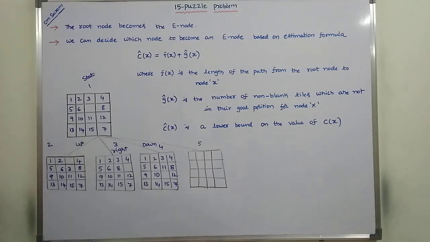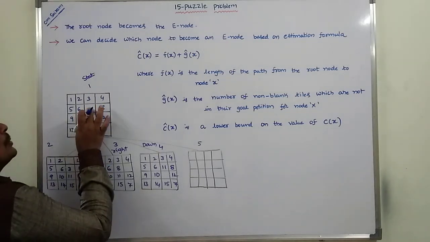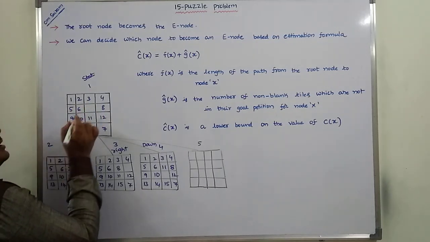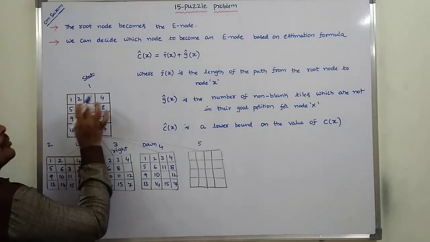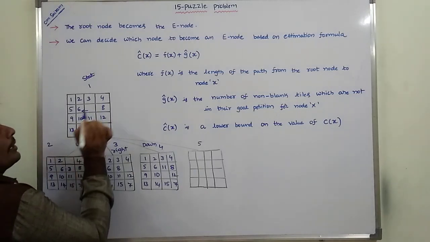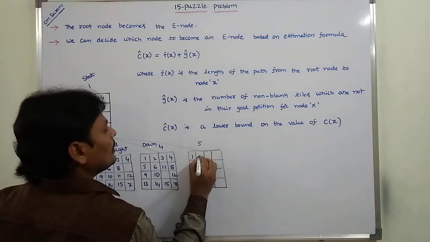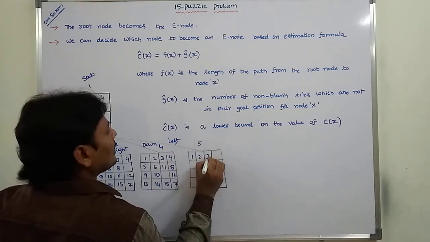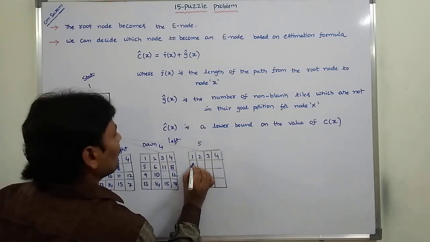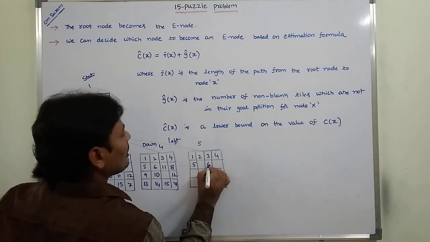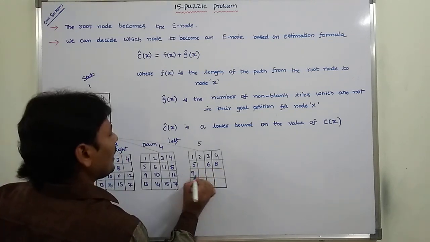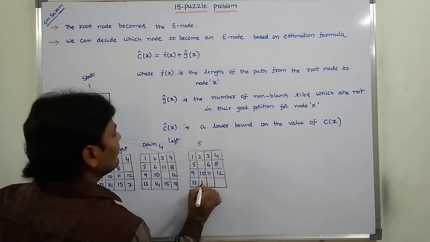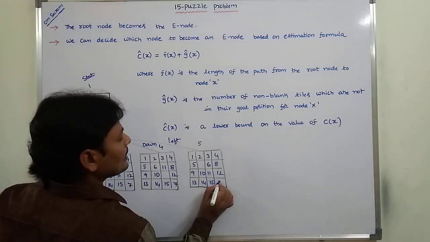Okay. Next one. The empty tile can be moved to left direction. So now it is moved to left direction. So then 6 can be moved to this position. Okay. So now 1, 2, this is the left direction. 1, 2, 3, 4. So 5. This is the empty slot. 6, 8. 9, 10, 11, 12, 13, 14, 15, 7.